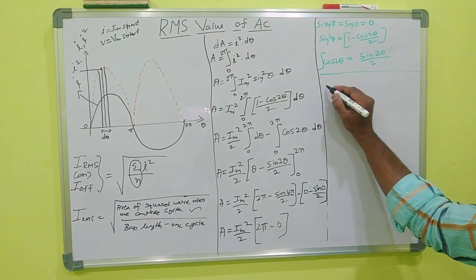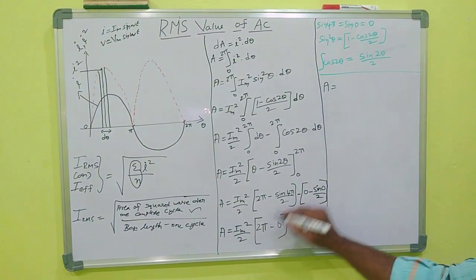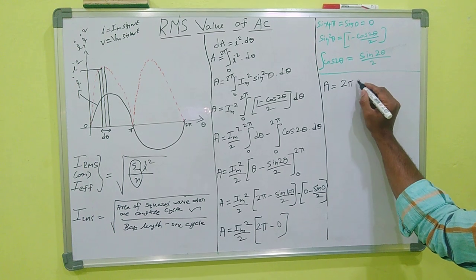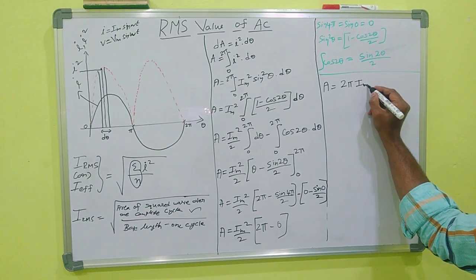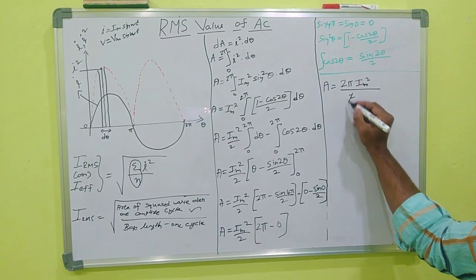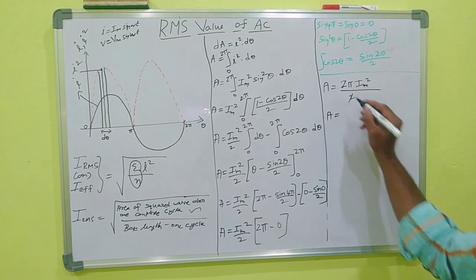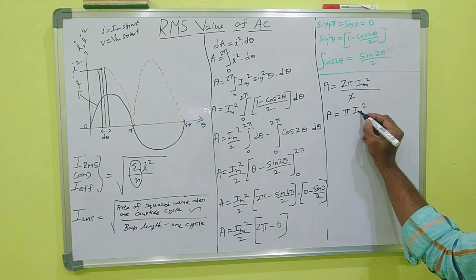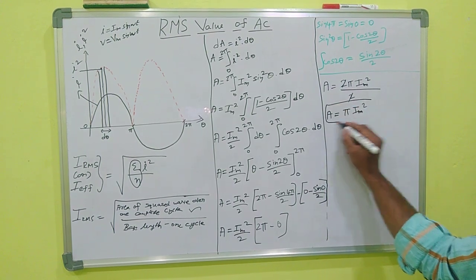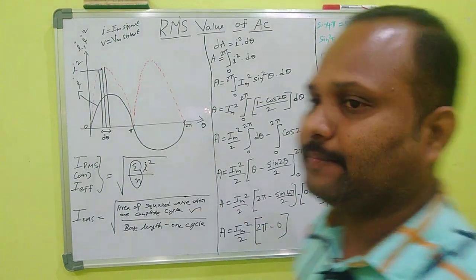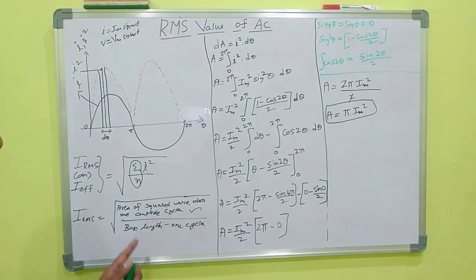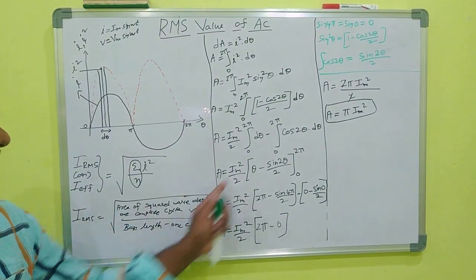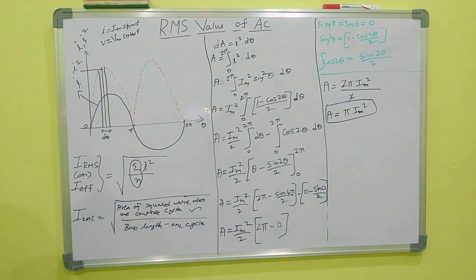So the final answer becomes A is equal to 2 pi Im square by 2. So the 2 gets cancelled, so pi into Im square. This is the area, not the final expression. So now I find the area of the square wave over one complete cycle, which is equal to pi into Im square.